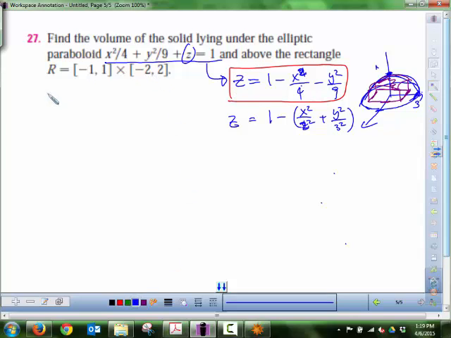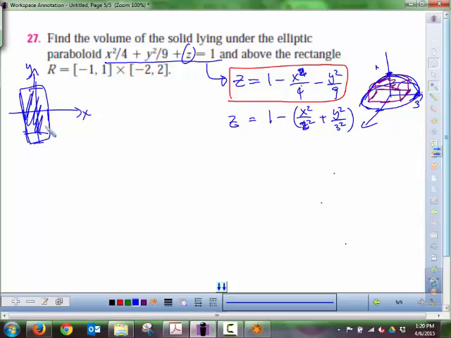Now let's take a look at our region. Our region goes from -1 to 1 in the x, -2 to 2 in the y. So it's a nice rectangular region. And so our integral, any preference, x or y? Integrate with respect to first. Doesn't matter. Let's do y first.